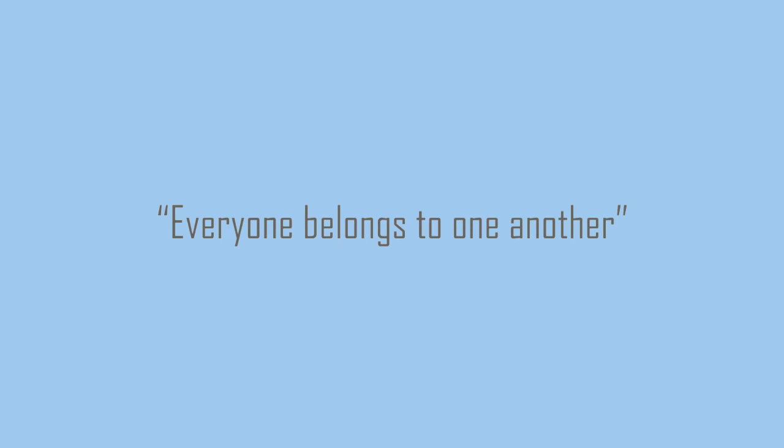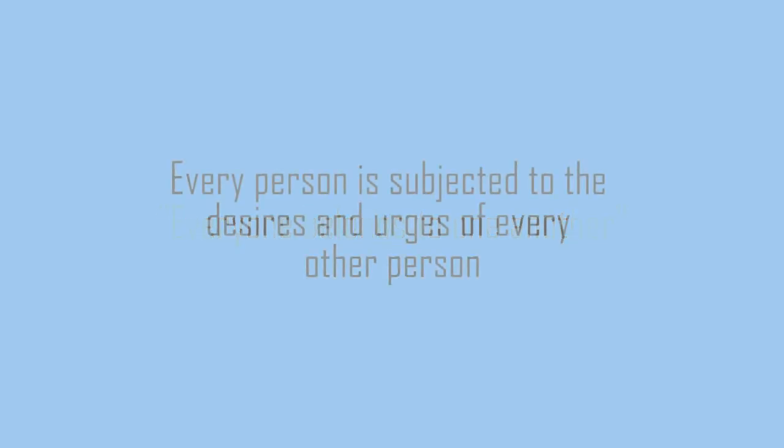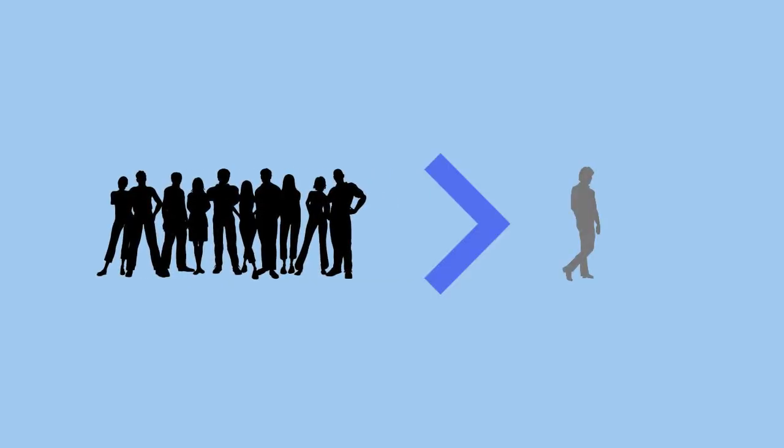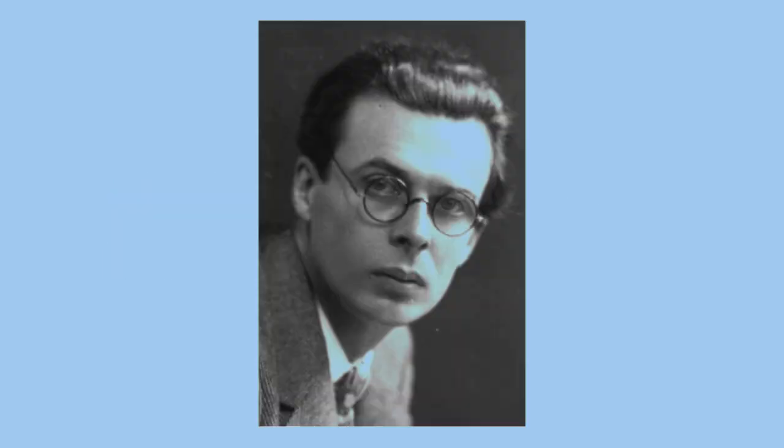"Everyone belongs to one another" is a significant phrase that different characters repeat throughout the text. It means that relationships, especially intimate ones, are condemned as every person is subjected to the desires and urges of every other person. To put it simply, it is suggesting that a collective body and person is more important than an individual person. Now let's talk about the author.